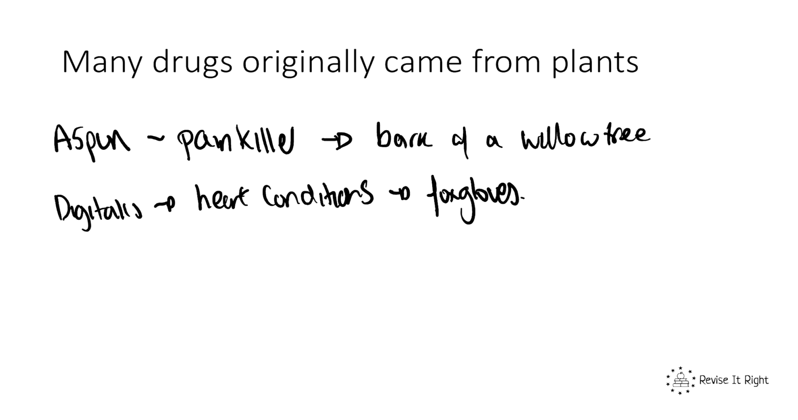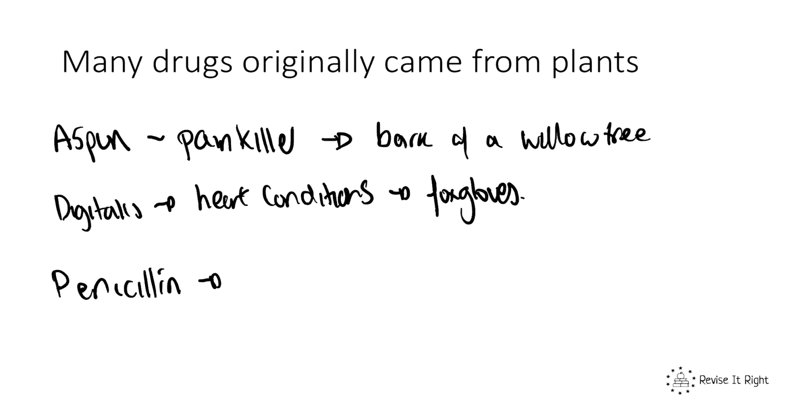Okay, so you do need to remember that aspirin, which is a painkiller, originally came from a chemical found in the bark of a willow tree, and that Digitalis, which is used to treat heart conditions, was found in foxgloves, the plant foxgloves, and we obviously use it to treat heart conditions. Now, not only do we find and discover drugs from plants, but we also extract some drugs from microorganisms, and the main one, and a really big example, is penicillin.